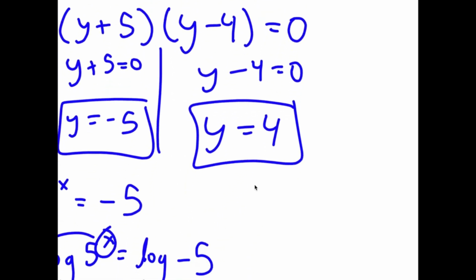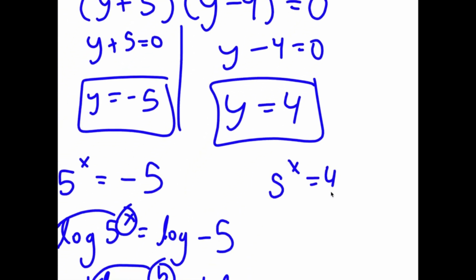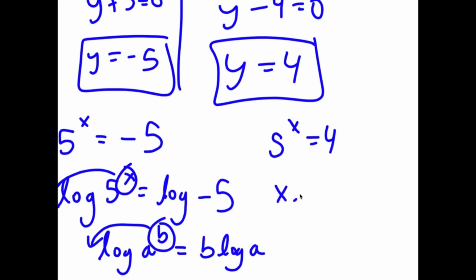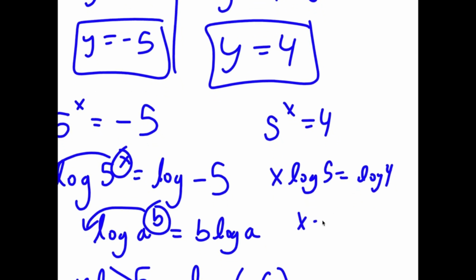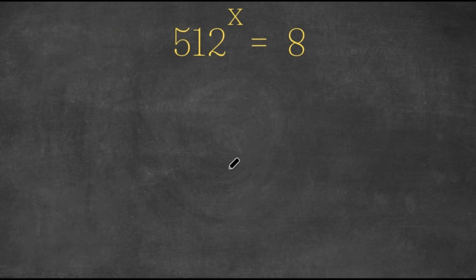Now I have y equals 4, so I have 5 to the power of x equals 4. If I take the log on both sides, I get x times log 5 is equal to log 4, meaning x is equal to log 4 over log 5. So this is my answer.